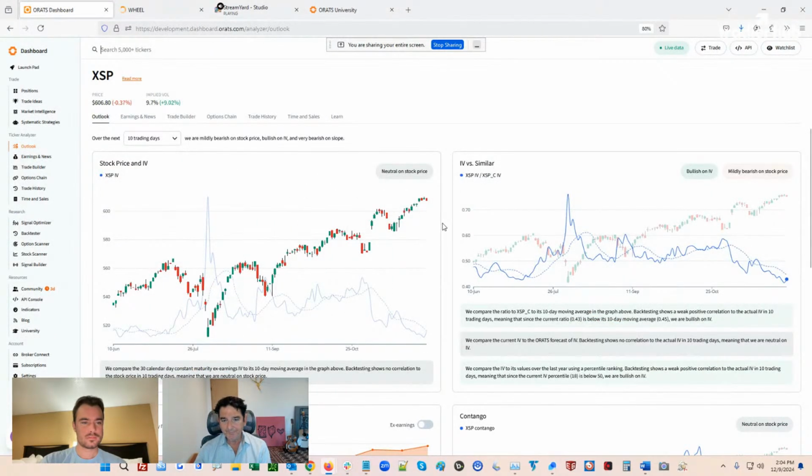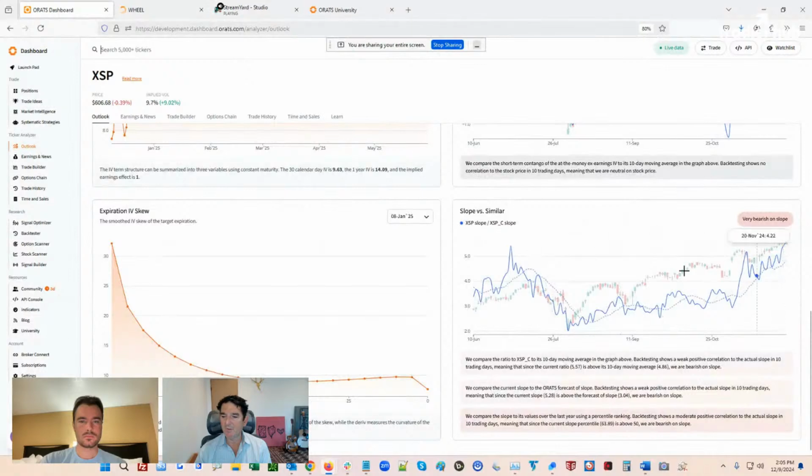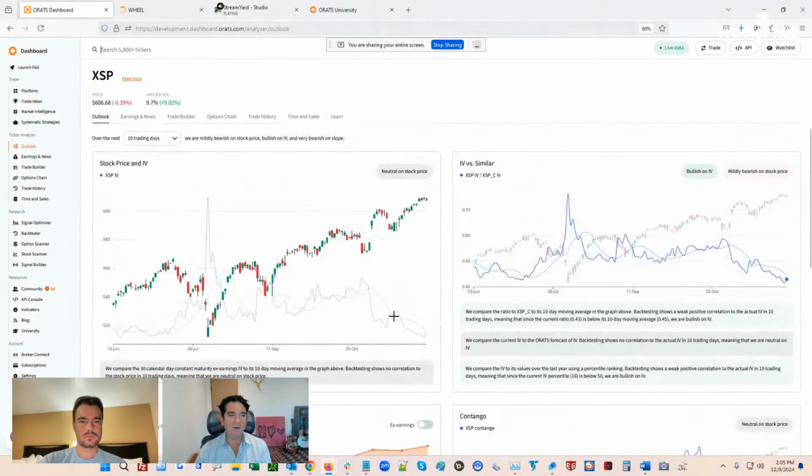So for example, here's the Ep.58, and this is the Outlook tab. We use the Outlook tab to get a visual on what's driving stock market or price performance, what's driving implied volatility, and put call slope. One of the things that I like to look for in the Outlook tab is where is implied volatility versus price. Let me turn on my drawing tool.